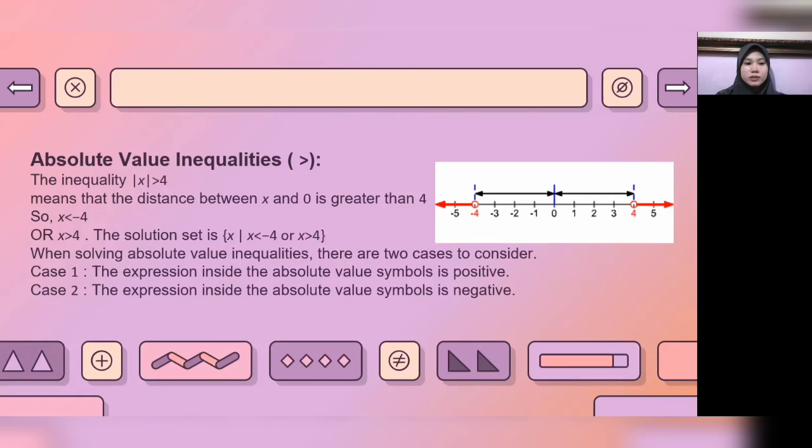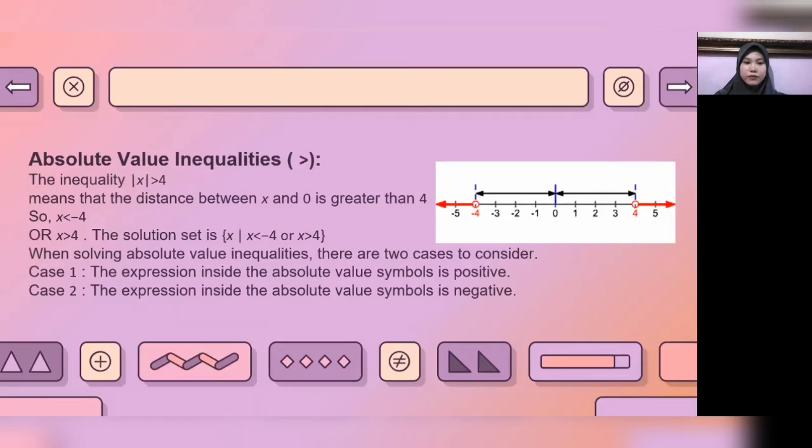When solving absolute value inequalities, there are two cases to consider. Case 1, the expression inside the absolute value symbol is positive. Case 2, the expression inside the absolute value symbol is negative.